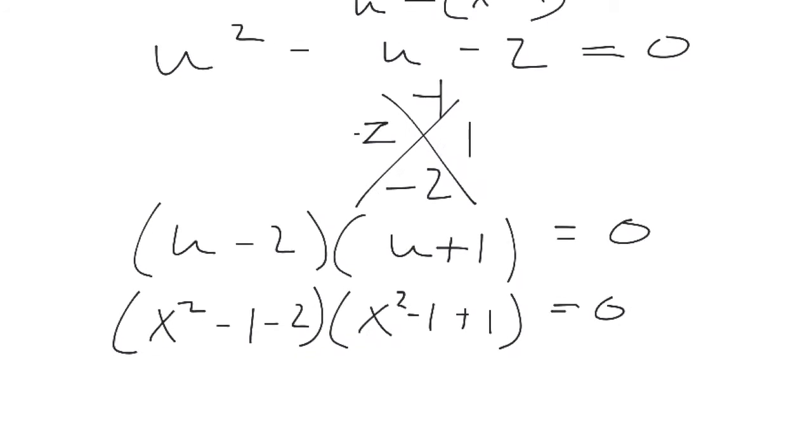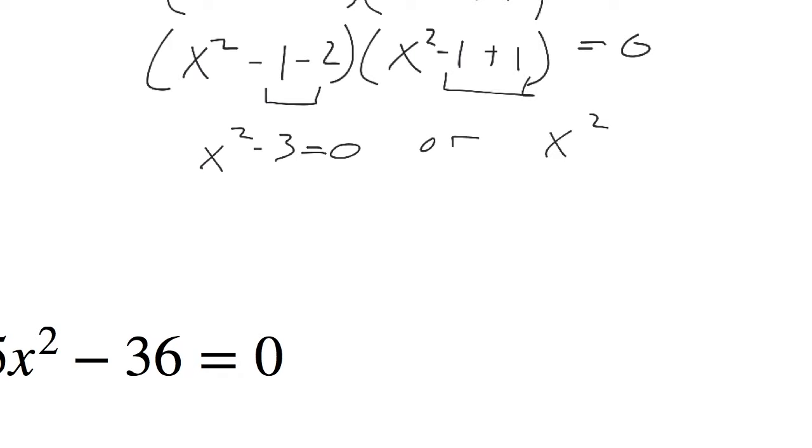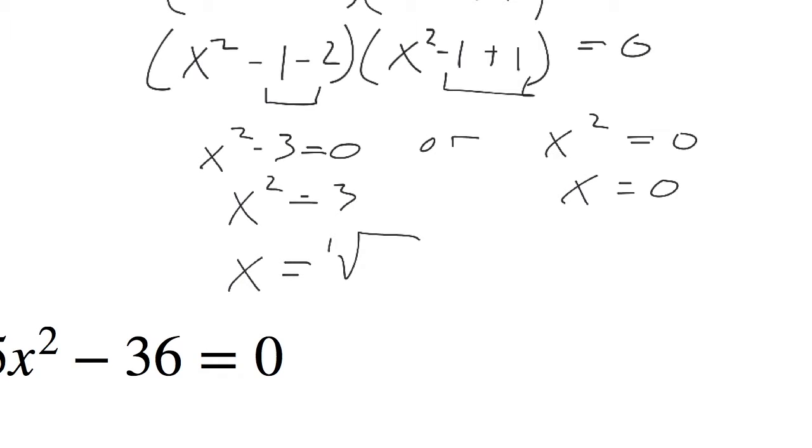And now you see we can cancel some things, and we can combine some like terms. That just turns into x squared minus 3 equals 0, or x squared, because those cancel, is equal to 0. And if we solve these, we get x is equal to 0. And if you solve the first one, you get x squared is equal to 3, or x is equal to plus or minus the square root of 3.